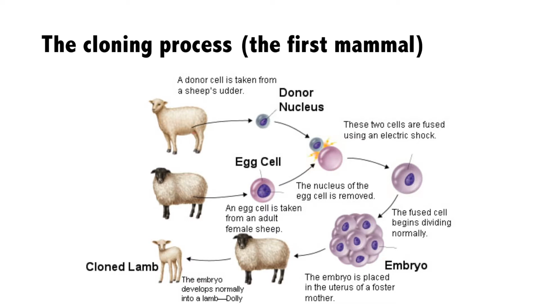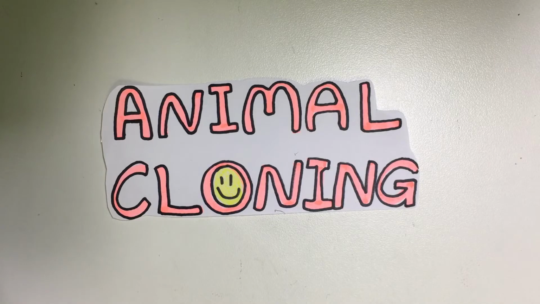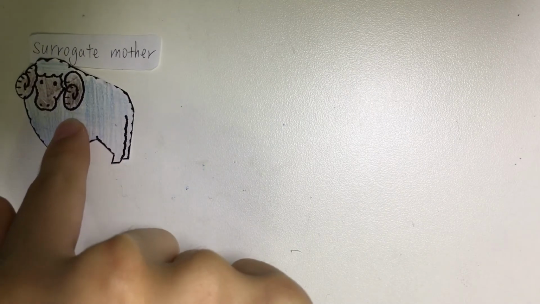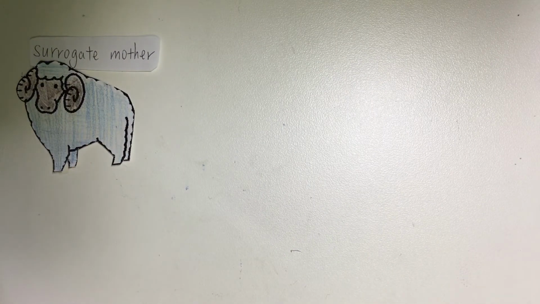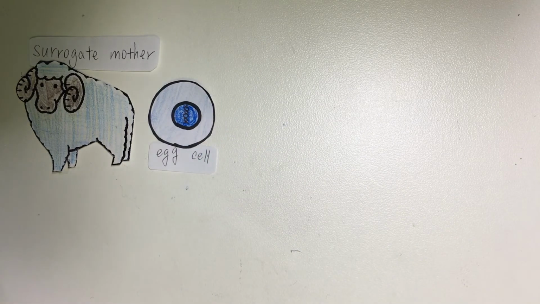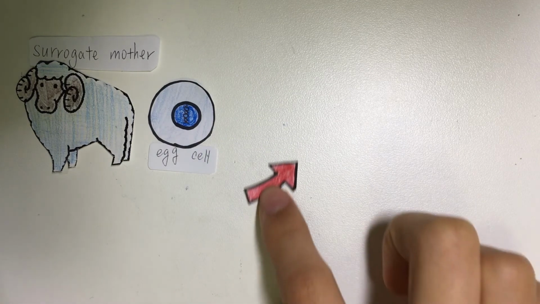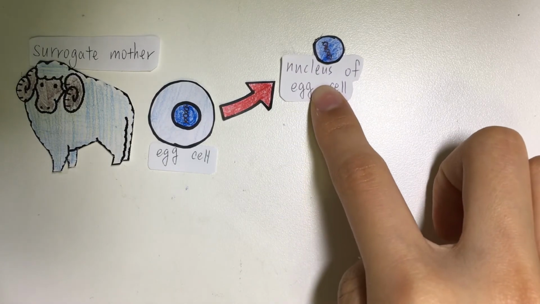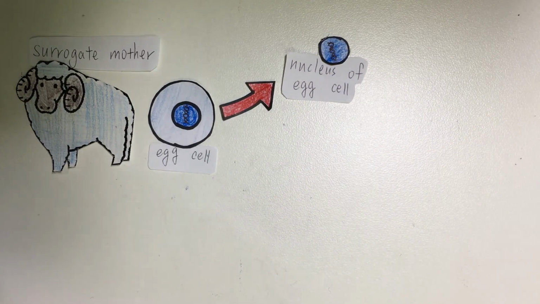Now I'm going to explain the process of animal cloning by my video. Here is a surrogate mother. And we took out the egg cell of the surrogate mother sheep and took out the nucleus of the egg cell, which means we took out the DNA of the egg cell. And we'll have an empty egg cell.